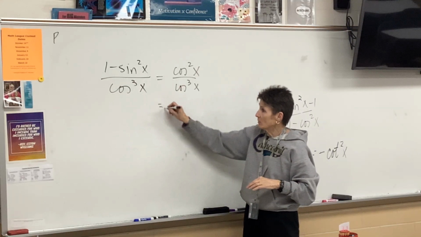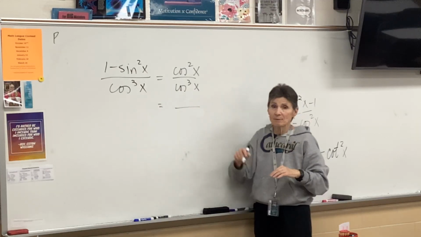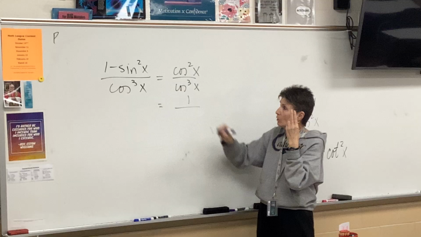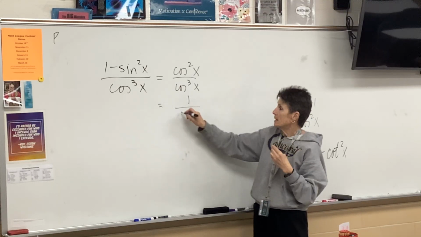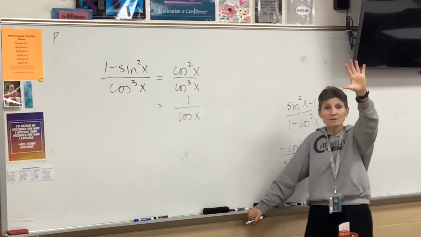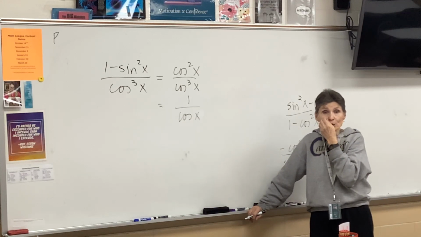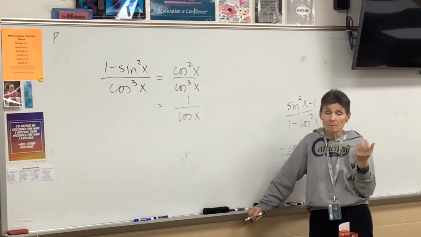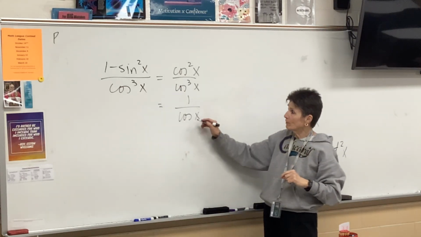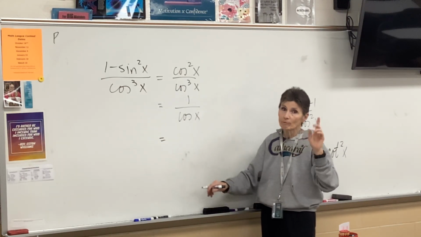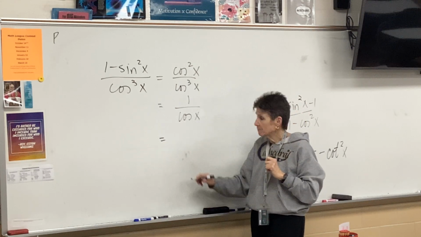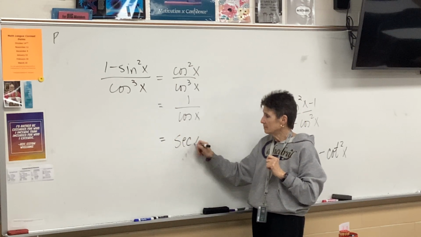You can cancel. And what's going to happen when you cancel? Well, you're going to cancel out 2 of them. So they're all gone from the top, and you have 1 left on the bottom. You have 2 on the top, 3 on the bottom. You're going to cancel them, but there's going to be 1 left over on the bottom. So you end up with 1 over cosine, and everybody knows that 1 over cosine is secant.